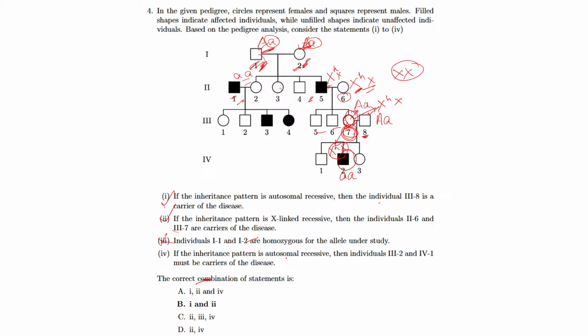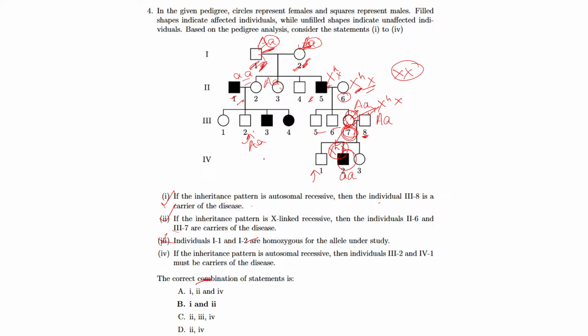Then I have the inheritance pattern as autosomal recessive. Then individuals 3-2 and 4-1 must be carriers of the disease. So I have 3-2, and this individual 3-2 and 4-1 must be carriers of this disease. If I check their parents' genotype, for an autosomal recessive disorder this could be a heterozygous one. So if I write the genotype of this particular 3-2, as it is unaffected, it must have been this.